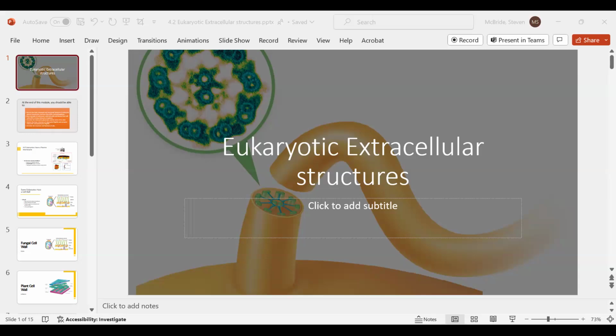Talk about the different types of vesicles and vacuoles that are found in eukaryotic cells, and review the structure and function of mitochondria, and state how they're similar to bacteria.